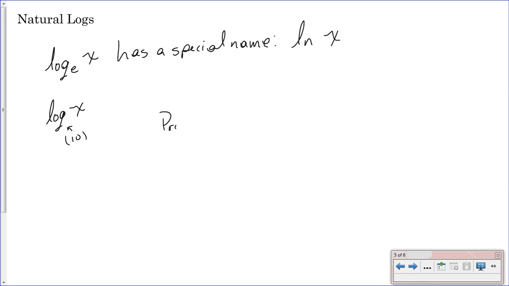Some properties of natural logs are as follows. Natural log of 1 equals 0, because e raised to the 0 equals 1. Natural log of e equals 1, because e raised to the first power is e. And then the natural log of e to the x equals x. So as you can see, these properties for natural logs are the same properties that regular logs have.